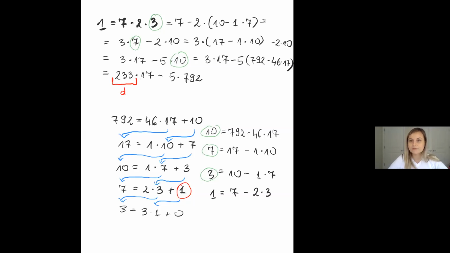Okay, now always you can verify your result. So how to verify your result if this is the right D? So we just simply multiply 233 times 17 modulo 792. And of course you want to have 1 as result. So in this case, you can use calculator to verify my result. So this is 1. So because this is 1, it means that the D was computed in the right way.